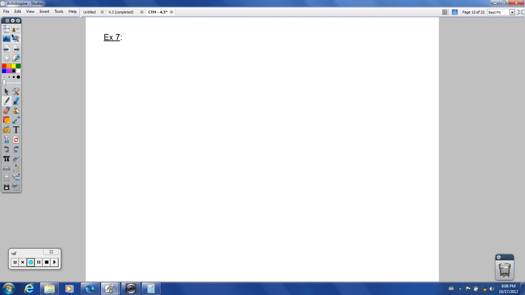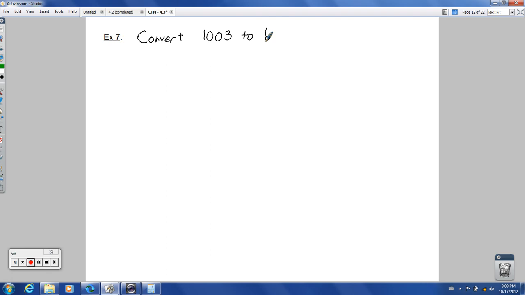Example 7. Let's check out another one. Let's change the base now. We've done a couple smaller than base 10. Let's do one where it's bigger than base 10. So let's convert 1003 to base 12.